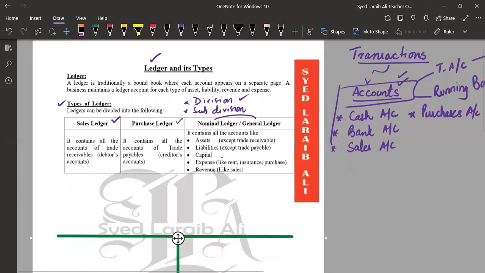So let's discuss what type of accounts are in the sales ledger. Now, as you know, my dears, a business has a lot of customers.